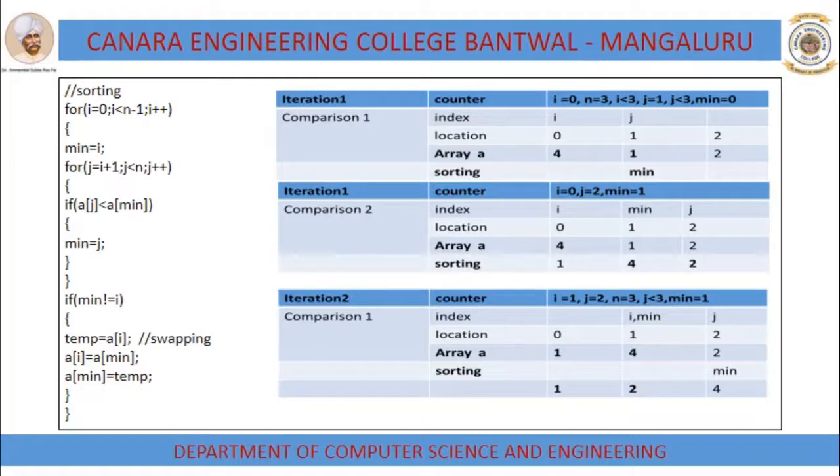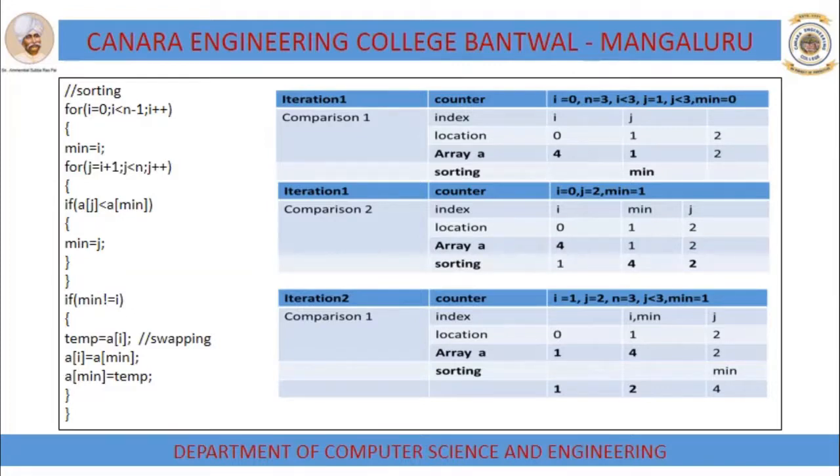So now I have to swap this element 1 with the first element. Temp equal to a of I, a of 0, the value is 4, is moved to temp. Now a of I equal to a of minimum, so a of 0 equal to a of 1. The value to be moved is a of minimum, that is a of 1, the value is 1. So 1 is moved to this position, and value 4 is in temp, which is moved to a of minimum position, that is a of 1. So 1 and 4 are swapped. Now the order is 1, 4, 2.